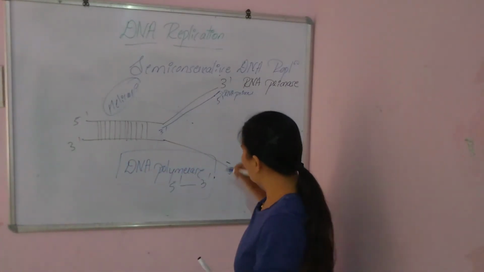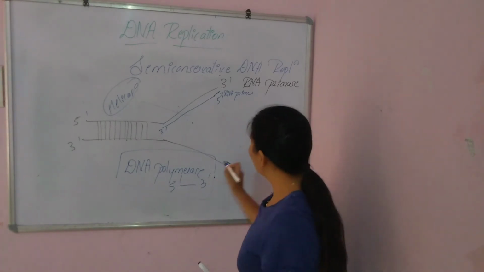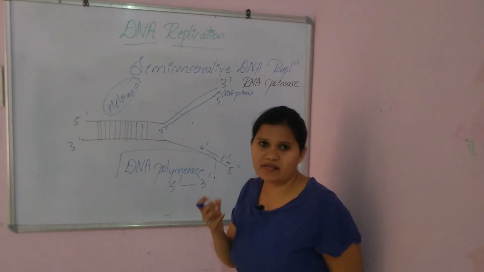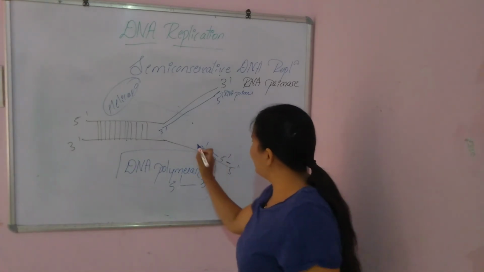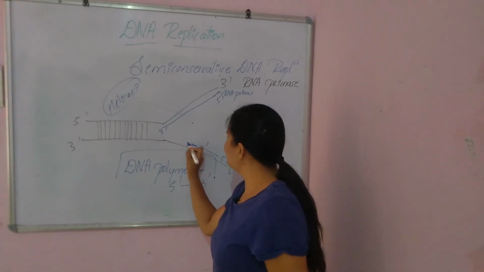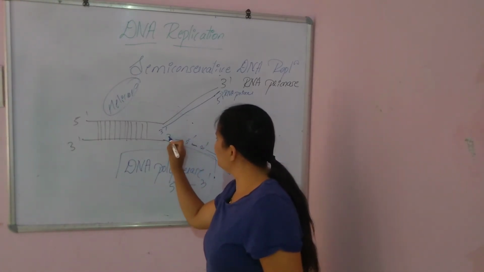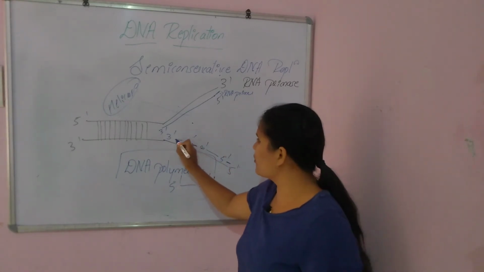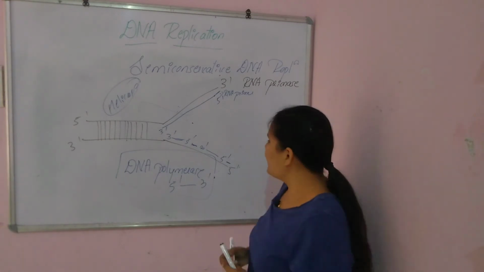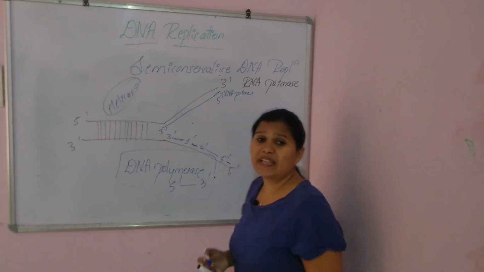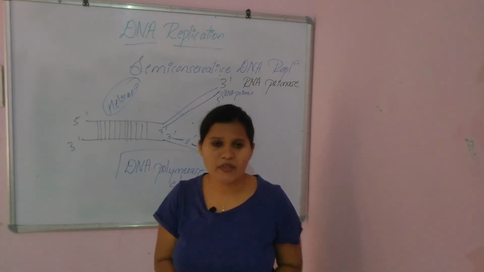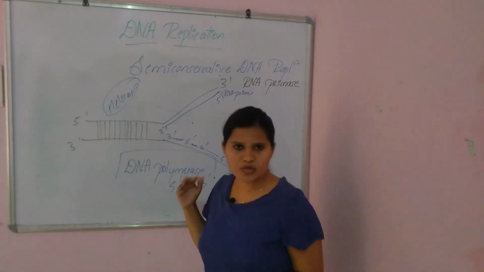How? It will produce the new DNA strand from 5' to 3' in fragments, in small units. Again, the RNA primer will be formed, and again from here, DNA polymerase will produce the DNA strand. Again the same thing, this sequence is formed, and it will be forming the new strand of DNA in the form of fragments or units. Okay, so like this it will form the new strand of DNA.